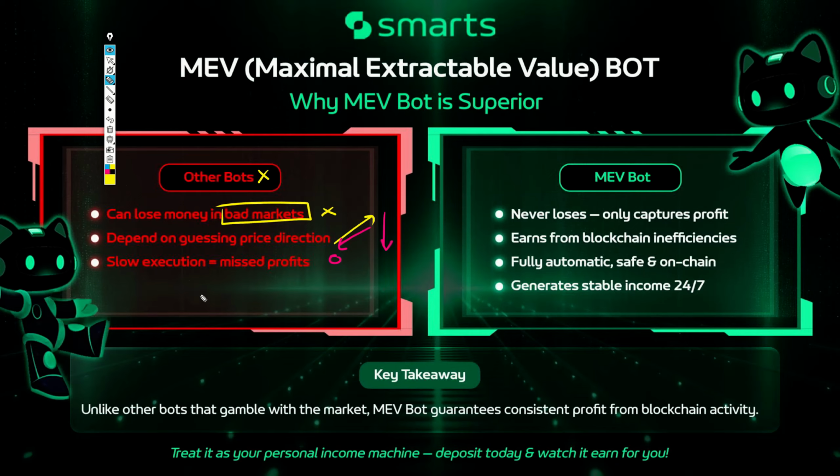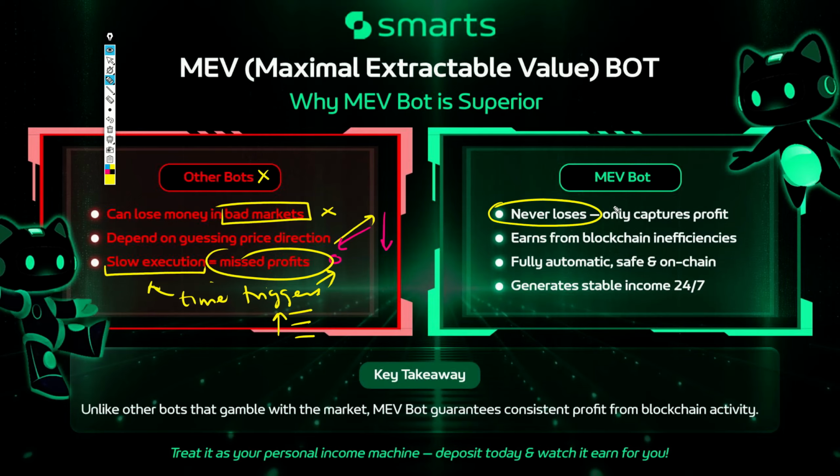Now, when it comes to speed, it cannot be compared to Smart because it's a slow execution. It's based on time, triggers, and other conditions, which are pretty slow. So by the time an opportunity comes, they've missed the profits because they were waiting for a set condition to trigger, unlike what our bot does. Our bot never loses. It only captures profits. It never loses at all.